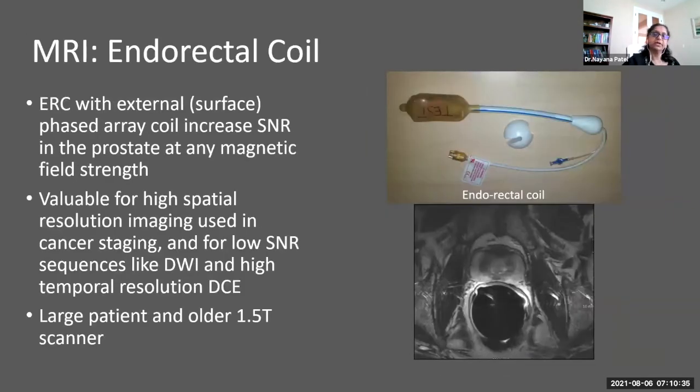What about the endorectal coil? So endorectal coil, along with the surface coil, what we call the external phase array coil, increase signal to noise ratio in the prostate at any magnetic field strength and improves the image quality. It is not required, but it does add value for high spatial resolution imaging used for cancer staging, like in DWI, and for high temporal resolution dynamic contrast enhanced images.